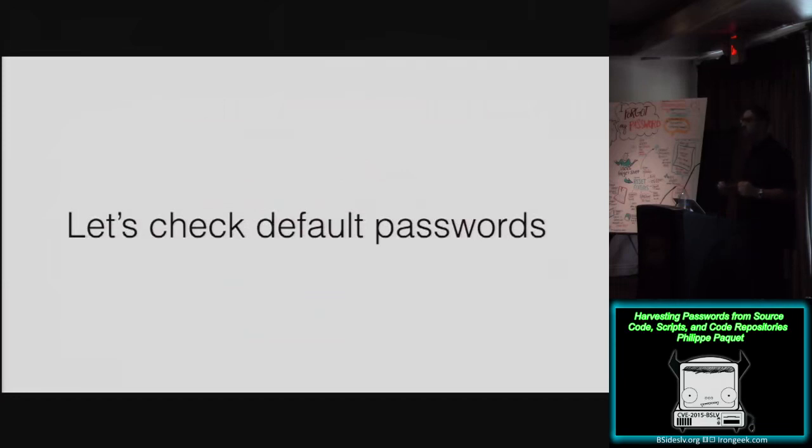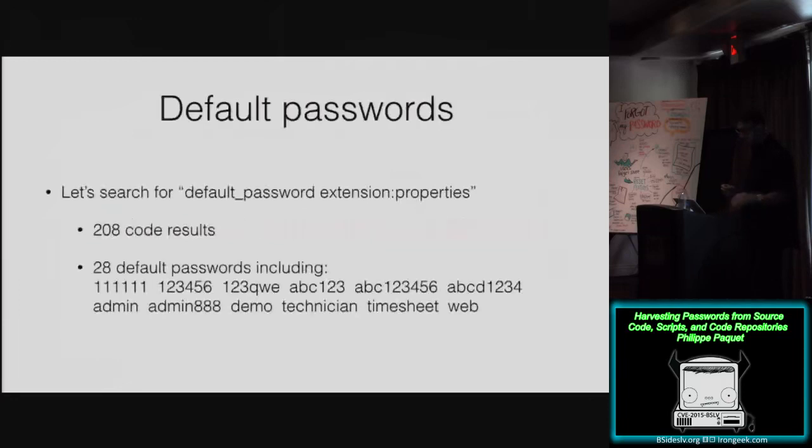Most of the time, they don't get changed. If you have a default password, the chances that your user is going to do something about it are very, very small, unless they have to and you're obligating them to do so. So if we search in files that have an extension called properties for default password, we get about 208 code results, 28 with default password, and some of them are going to look very, very familiar. Don't do that. It's not a good way to start the day.